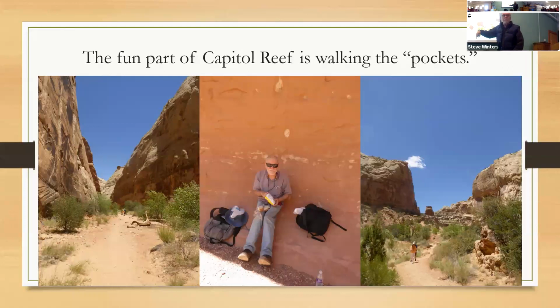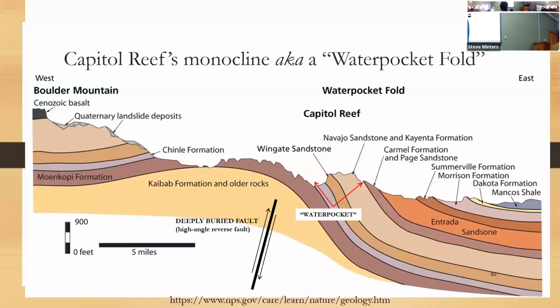Are these pockets oriented north-south or east-west? It appears they're, in this case, north-south. They don't have a larger map of the park itself. That looks like the axis of the fold coming out as north-south.